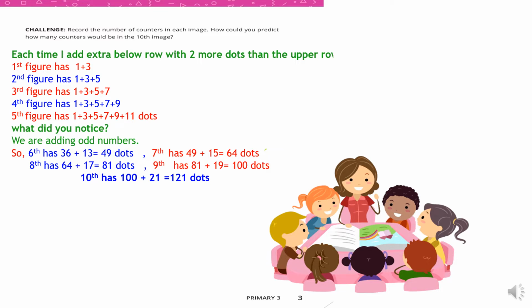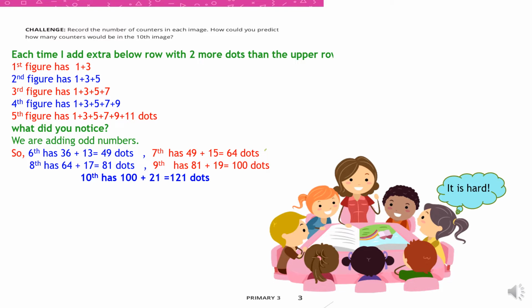Then we will take 49 in 7th and add 15. And in 8th we will take 64 and add 17. In 9th we will take 81 and add 19. And the last figure, 10th one, it has 100 plus 21, which are 121 dots.